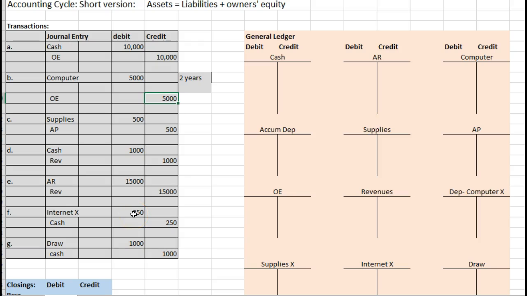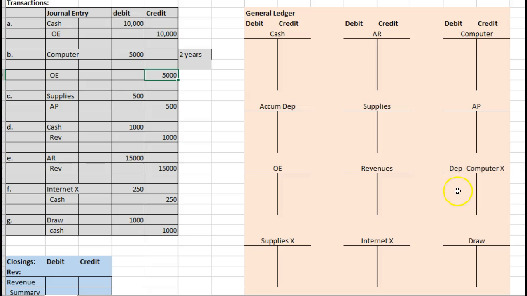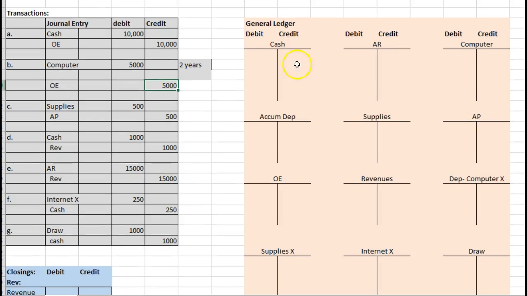She paid for her internet access, which is an expense, and at the end of the month she drew out $1,000. So these are her transactions, and now they have to be transferred to the general ledger, which I've set up in T accounts. So it is debit for debit, credit for credit. So cash initially gets hit for $10,000. And owner's equity right here gets credited for $10,000.